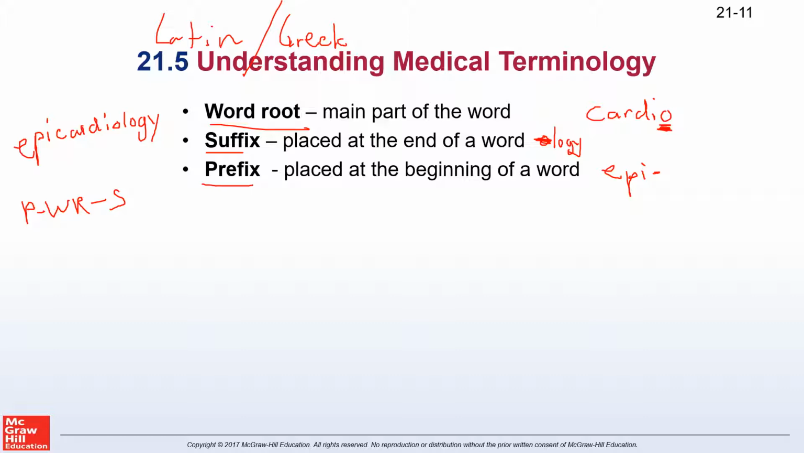And to define medical terms, we define the suffix first, then we go back to the prefix, and then lastly, we define the word root. So you have to go kind of backwards. So if I define epicardiology, it would be the study of the area above the heart. So that's how you would define medical words and build them.